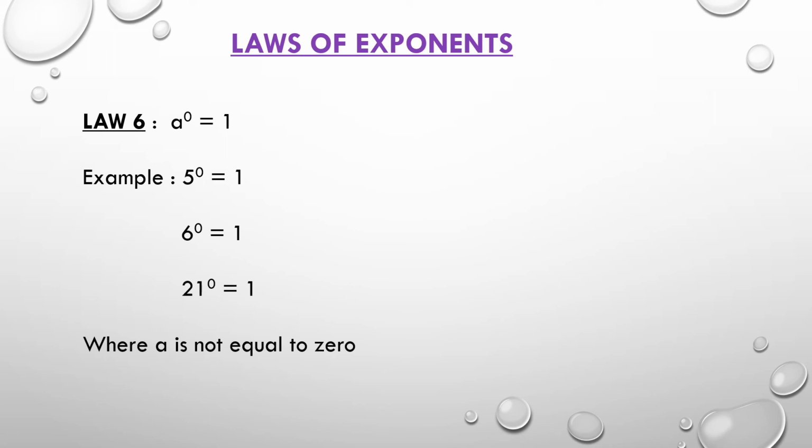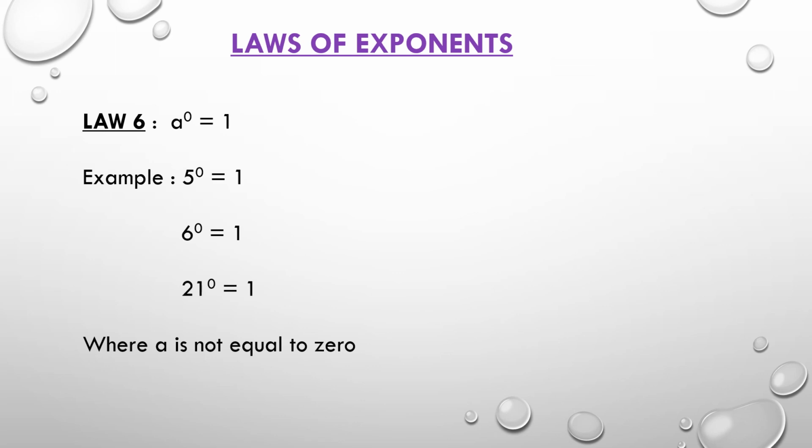Next is law number 6, which is a raised to the power 0 is equal to 1. That means any number raised to the power 0 is equal to 1. For example, 5 raised to the power 0, the value of 5 raised to the power 0 is 1. 6 raised to the power 0 again equal to 1, and 21 raised to the power 0 again equal to 1, where a is not equal to 0. Means base is not equal to 0. Base can be any number, but if its power is 0, the value of the whole will become equal to 1.